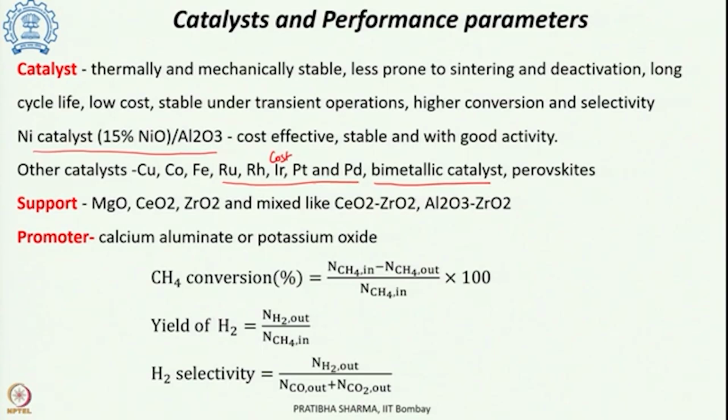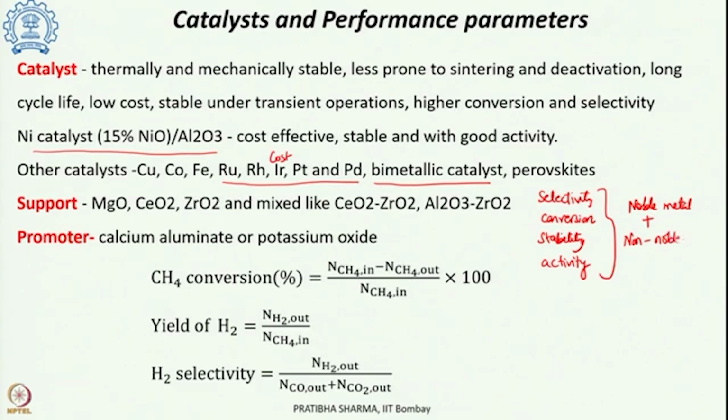So, all three purposes can be met at the same time: getting a better selectivity and conversion of the reactants, having a better stability towards deactivation and coking, and the most important, having a good activity. So, combining a small amount of noble metal catalyst with a non-noble metal catalyst can be used. Other than the transition metal and noble metal catalysts, perovskites are also being used as catalyst.